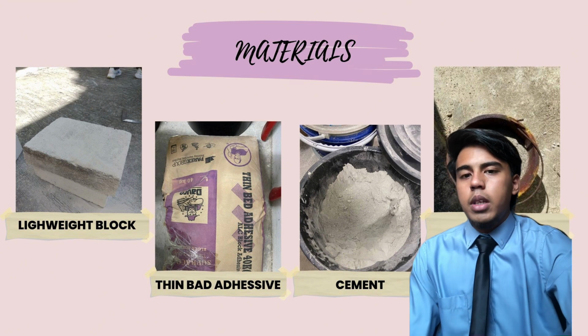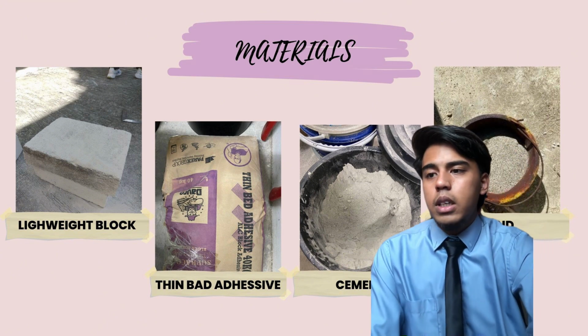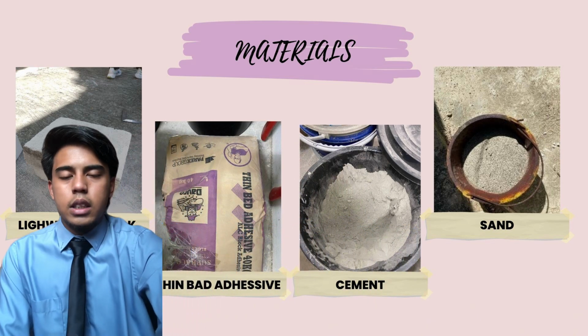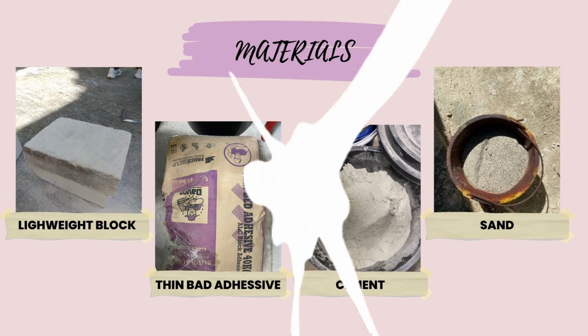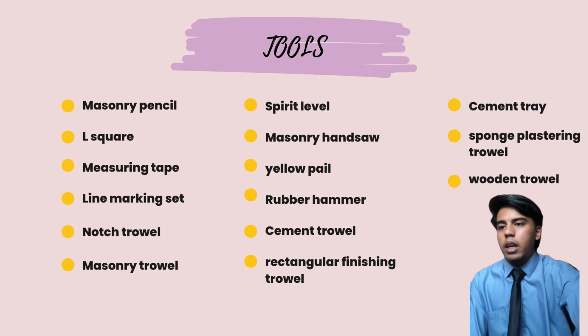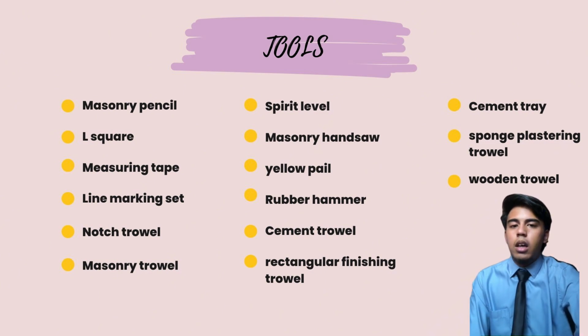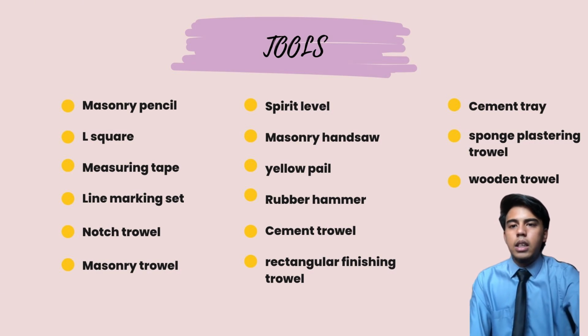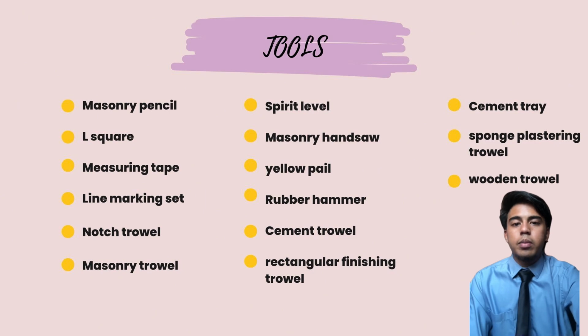The materials that have been used in this practical work are first lightweight block, then thin bed adhesive, then cement and sand. The tools that have been used in this practical work are first masonry pencil, next L square, measuring tape, line marking set, notch trowel, masonry trowel, spirit level, masonry handsaw, yellow pail, rubber hammer, cement trowel, rectangular finishing trowel, cement tray, sponge plastering trowel, and the last is wooden trowel.